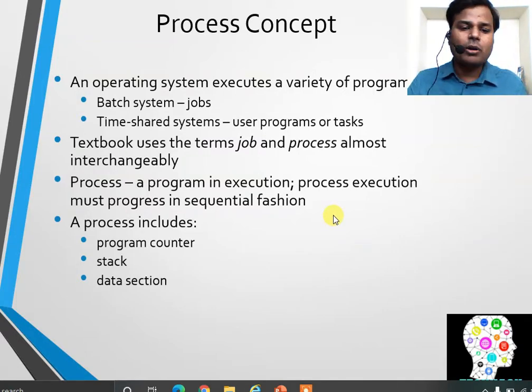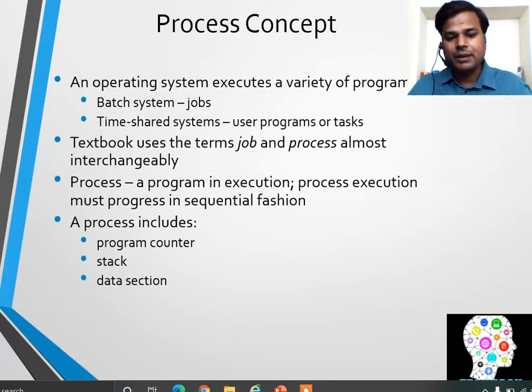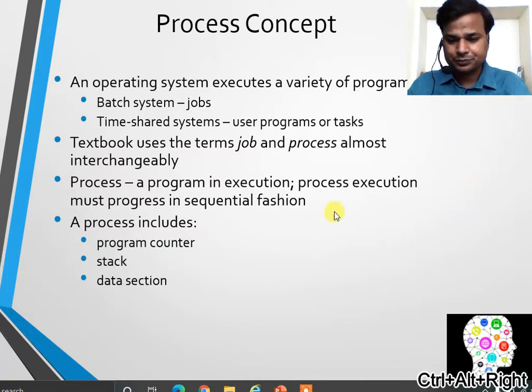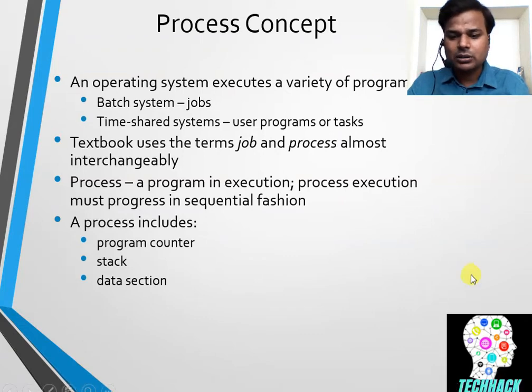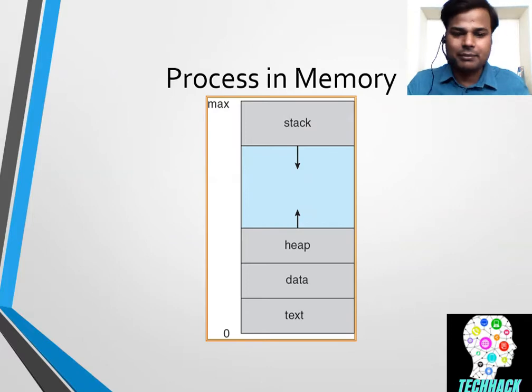When we talk about the process, a process includes the process stack, which contains temporary data, function parameters, return addresses, local variables, and the data section, which contains global variables, heap, etc. It also contains program counters and all. Guys, when we talk about this process, you can check that we have this type of data available in our memory. A process looks like this in our memory.